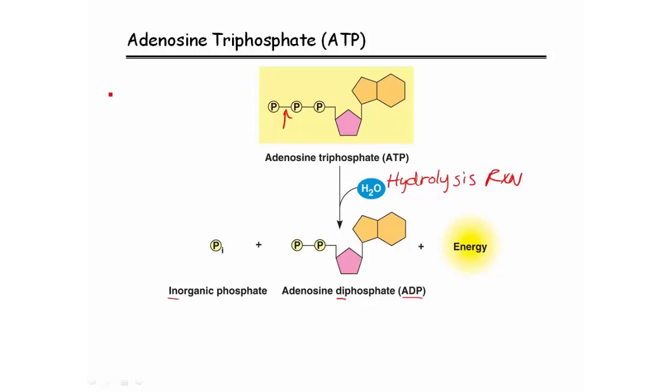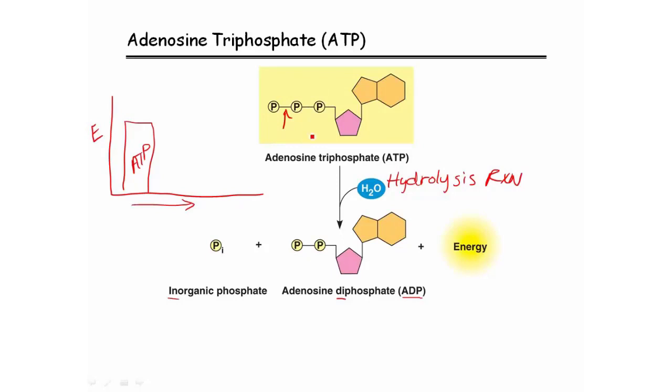Now, if we look at this on an energy diagram as we looked at before, we're going to have our energy over here on this side, or our free energy. This would be the progress of the reaction on the bottom. So we're going to start with a reactant, which is ATP in this case.